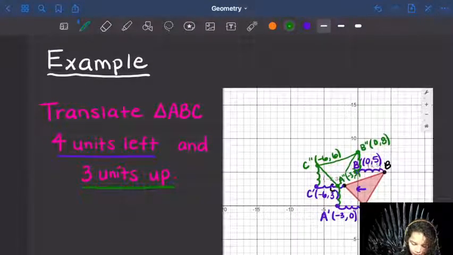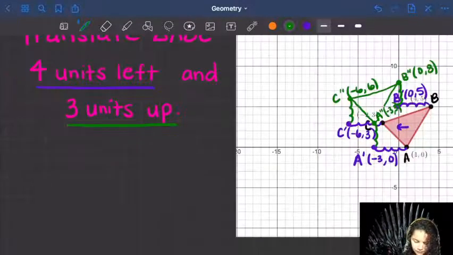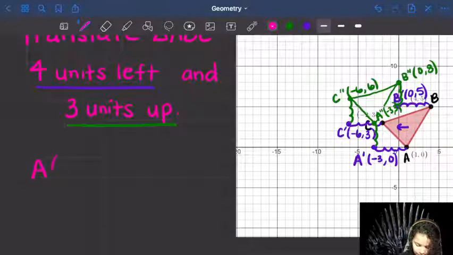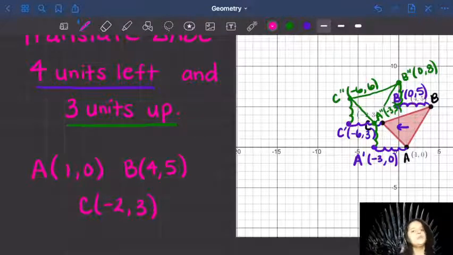So this is how you translate a figure using just the geometric tool and just seeing the figure and actually moving it yourself. But what if I didn't give you this picture? What if I just told you, hey, point A, and I'll go ahead and write down these points. Point A is at 1, 0. B is at 4, 5. And C is at -2, 3. Can you still perform that same translation 4 units to the left and 3 units up, but now you don't have the picture anymore?